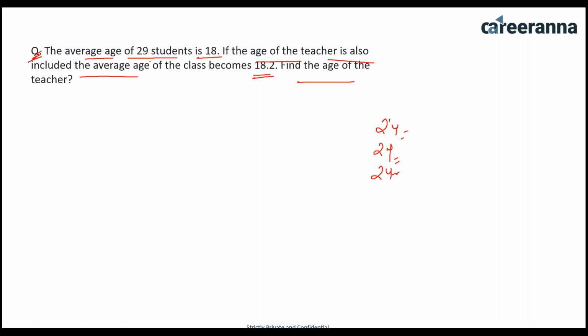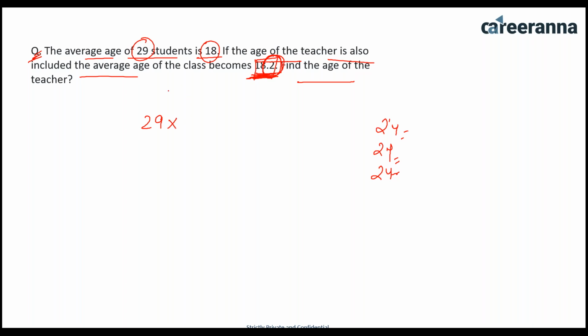So let me tell you, see what is done here. Average of 29 people is 18. If the age of the teacher is also included, the new average is 18.2. So why do we have this point 2? And this point 2 is given to everyone, right? Everyone, what I mean by everyone, 29 people will be getting this point 2. Is it clear to everyone?